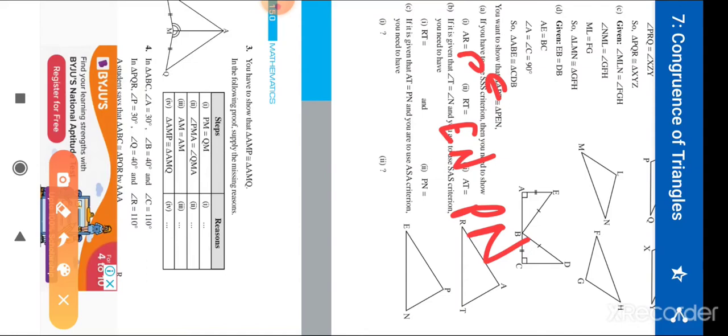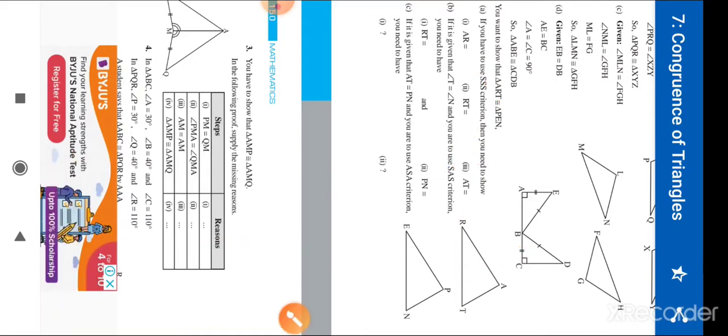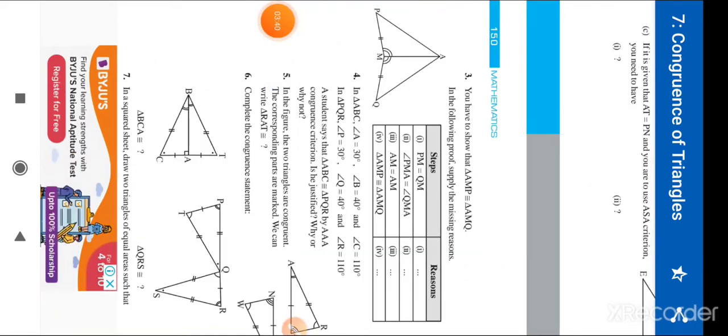Move to the next question. You have to show that triangle AMP and triangle AMQ are congruent. In the following proof, supply the missing reason. So you can see in the diagram that PM is equal to QM, and its reason is that it is given in the question.